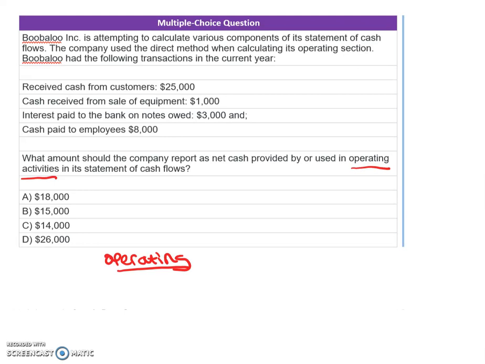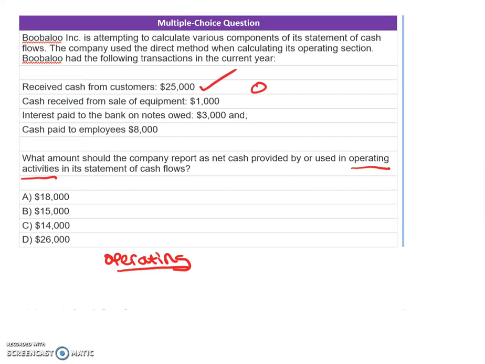So what do we remember about the operating section? This is going to be the cash inflows and outflows for ordinary course of business activity type transactions. So let's go down the line and see if any of these meet that criteria. What about cash received from customers? If you receive cash from your customers, is that going to be any sort of cash inflows from the ordinary course of business? I think absolutely yes. So that's going to be classified in our operating section.